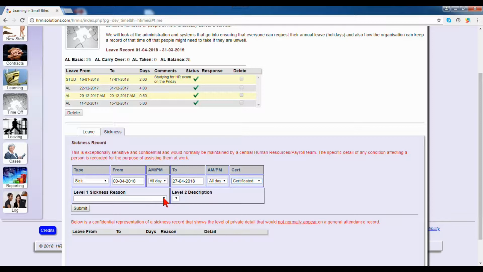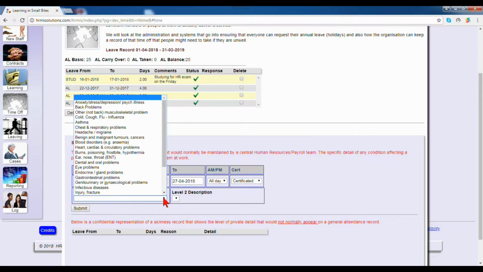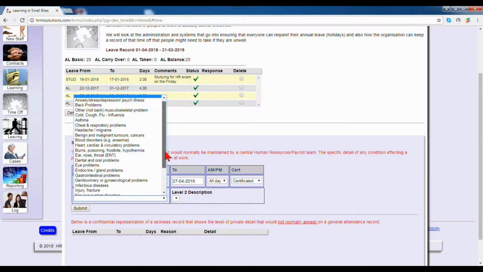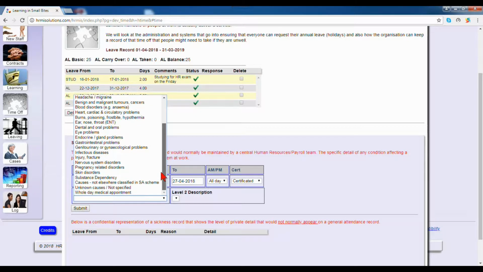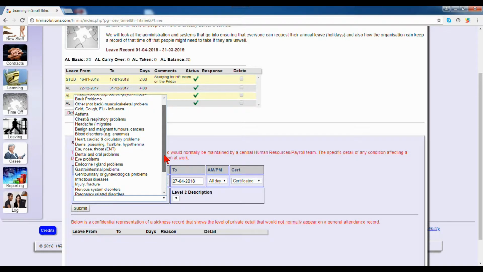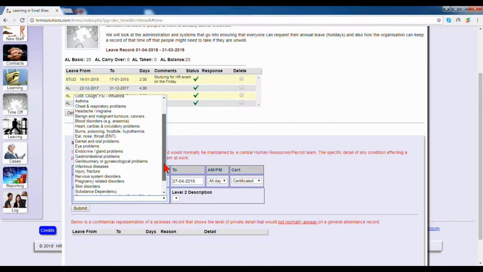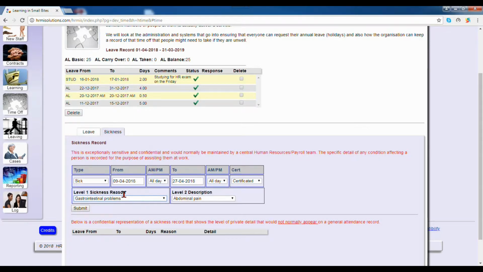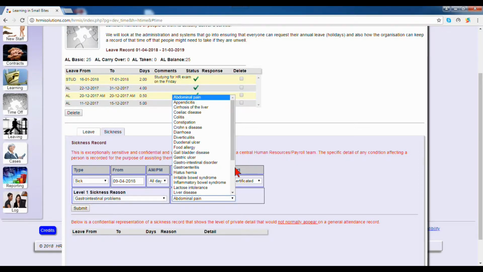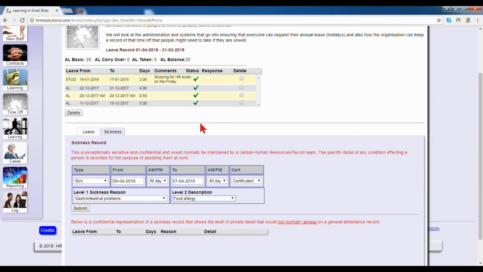In the more comprehensive sickness recording systems, there will be a drop-down list of different types of sickness. As you can see, there was quite a range. In this case, it was gastrointestinal disorder. Once a type is selected, then there is a secondary level of descriptions that can help better record what the person was unwell with. In this case, the cause was quite a serious food allergy.